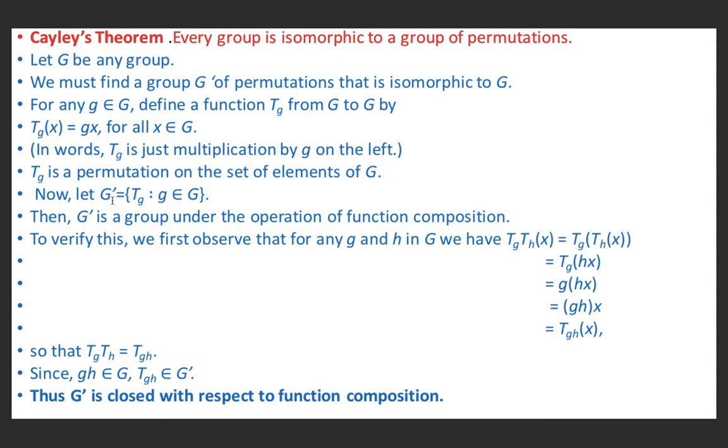So T_g is a permutation on the set of elements of G. Let G dash be equal to the set of T_g such that g belongs to G. Here T_g is the function defined as T_g(x) equal to gx. Now we will show that this G dash is a group under the operation of function composition.